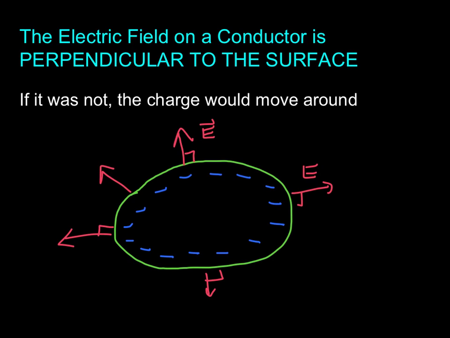And the reason for this is because if the electric field was not perpendicular, and if it went left or right, these charges would move around and there'd be a force, you wouldn't be in electrostatic equilibrium anymore.